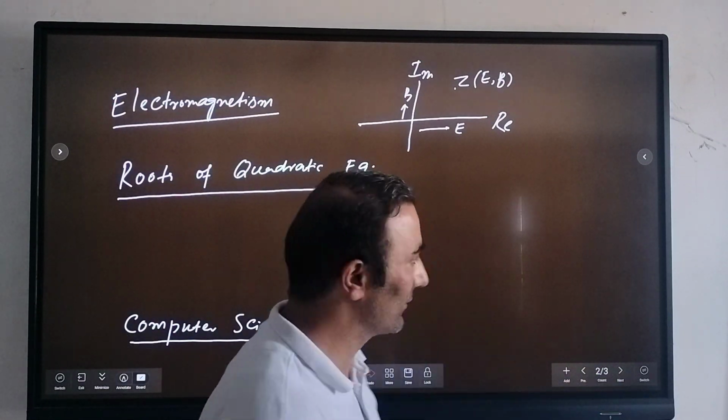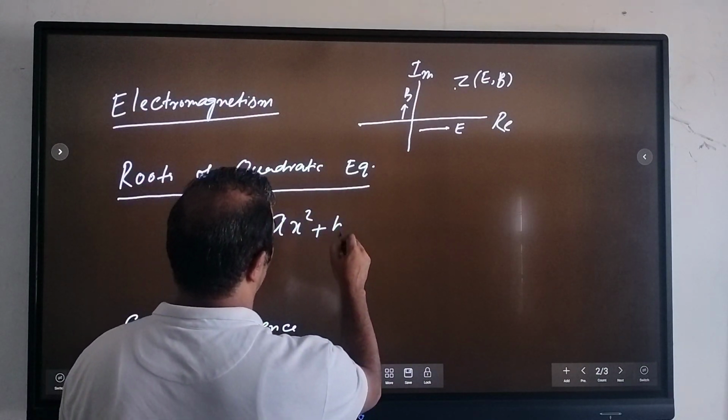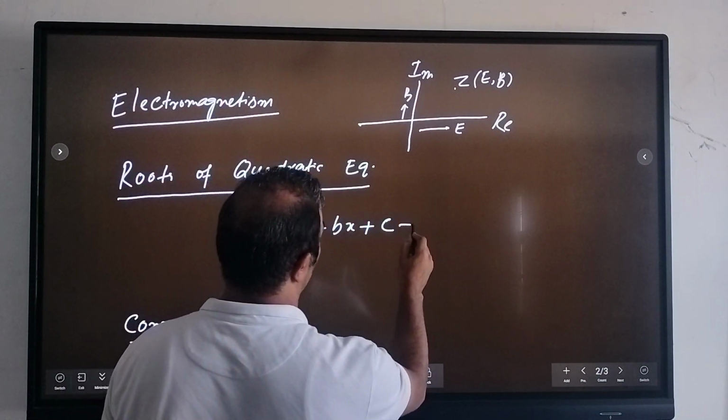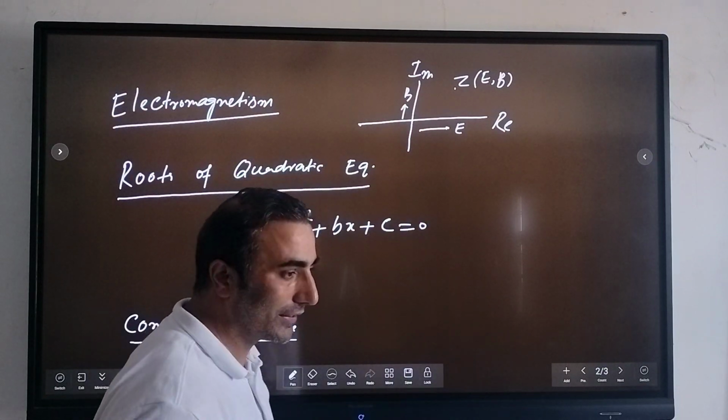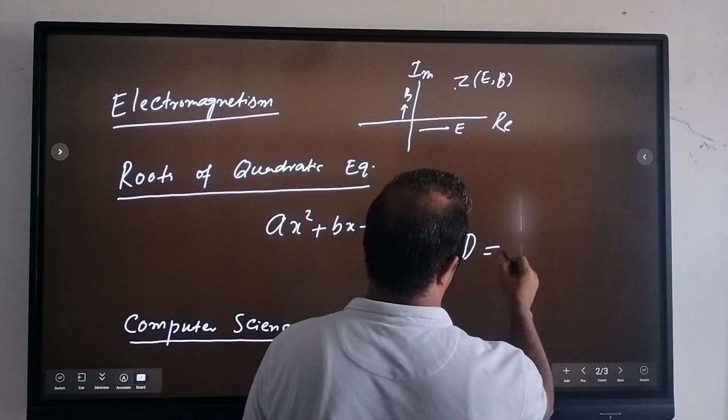This is very clear, because if we consider a quadratic equation like ax square plus bx plus c equal to 0, you can calculate the discriminant, right? The discriminant is minus b.